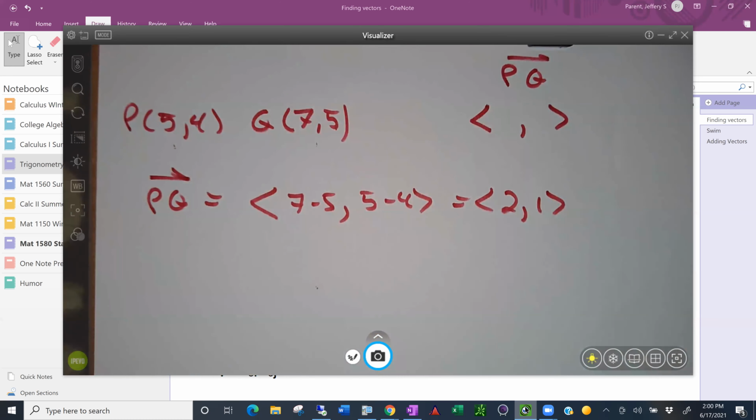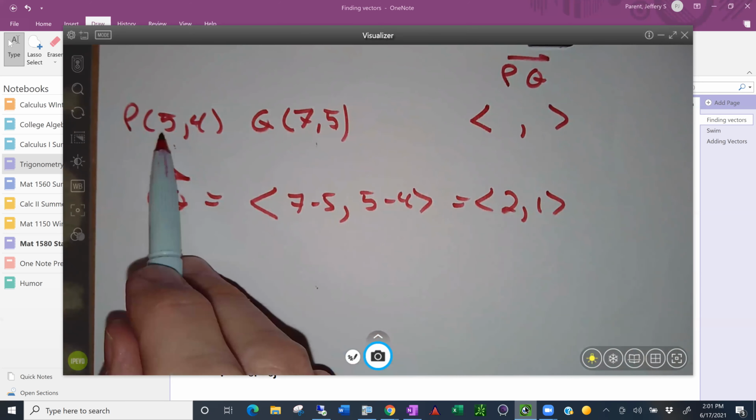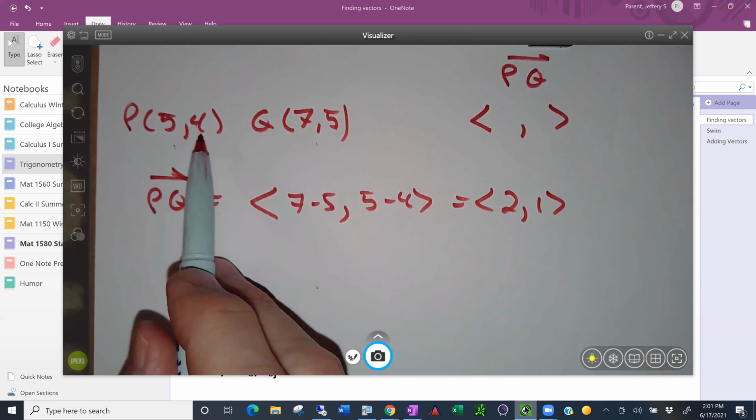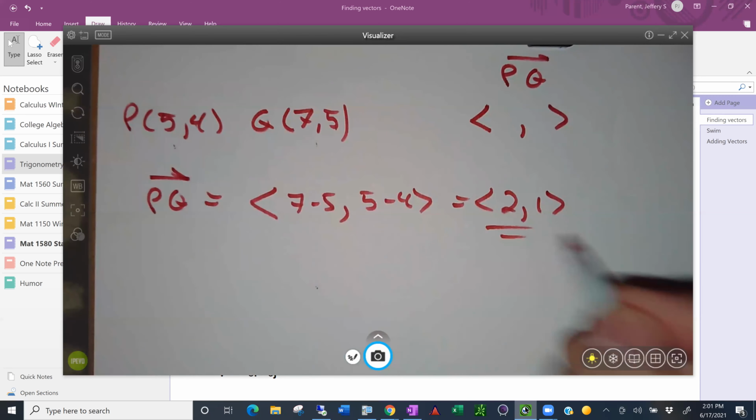Professor, why not 7? Because the P is the starting point, correct? 7 minus 5, 5 minus 4. No, I'm sticking with that. Well, let's take a look at it and see if it does what we expect it to do, right?